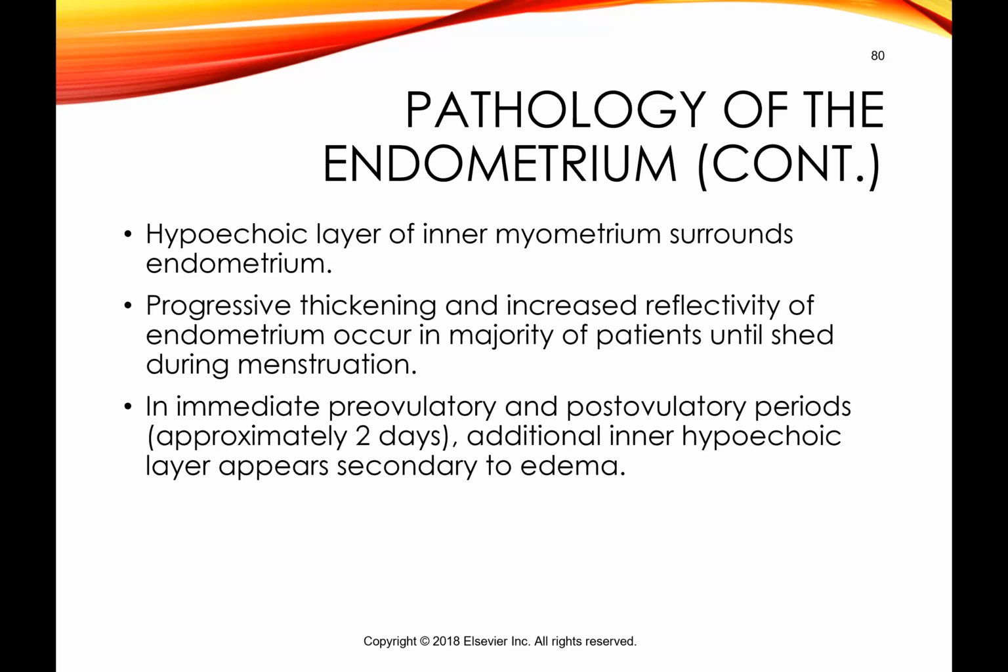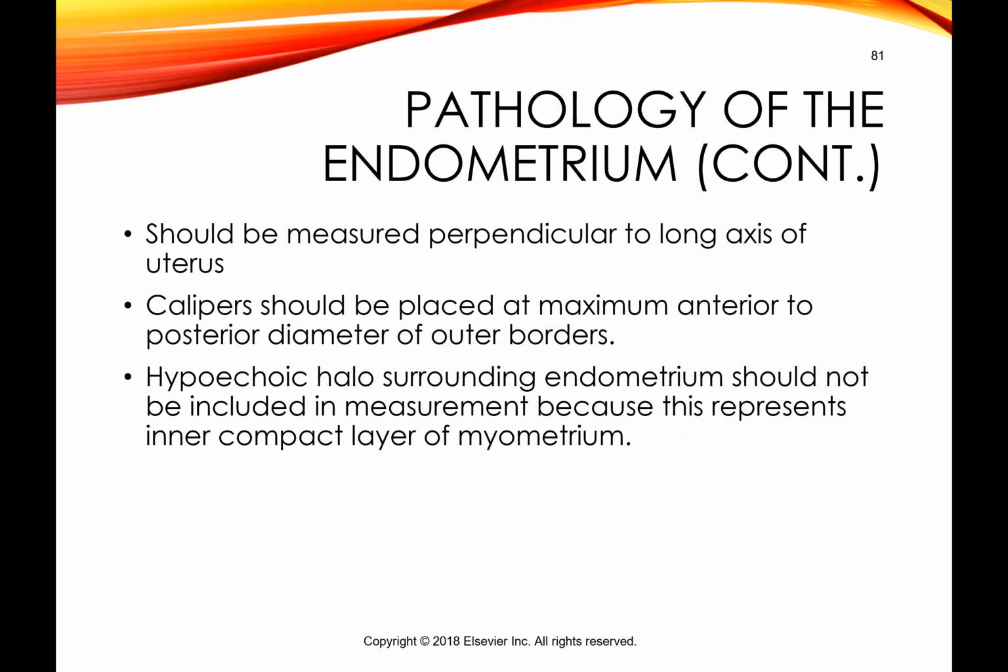So, like I said before, the progressive thickening and increased reflectivity of the endometrium occurs in the majority of patients until it sheds during menstruation. And it's very important that it should be measured perpendicular to the long axis of the uterus, and calipers should be placed at the maximum anterior to posterior diameter of the outer borders. So when you're in a sagittal view of the uterus, that is where you want to measure the endometrium from anterior to posterior.